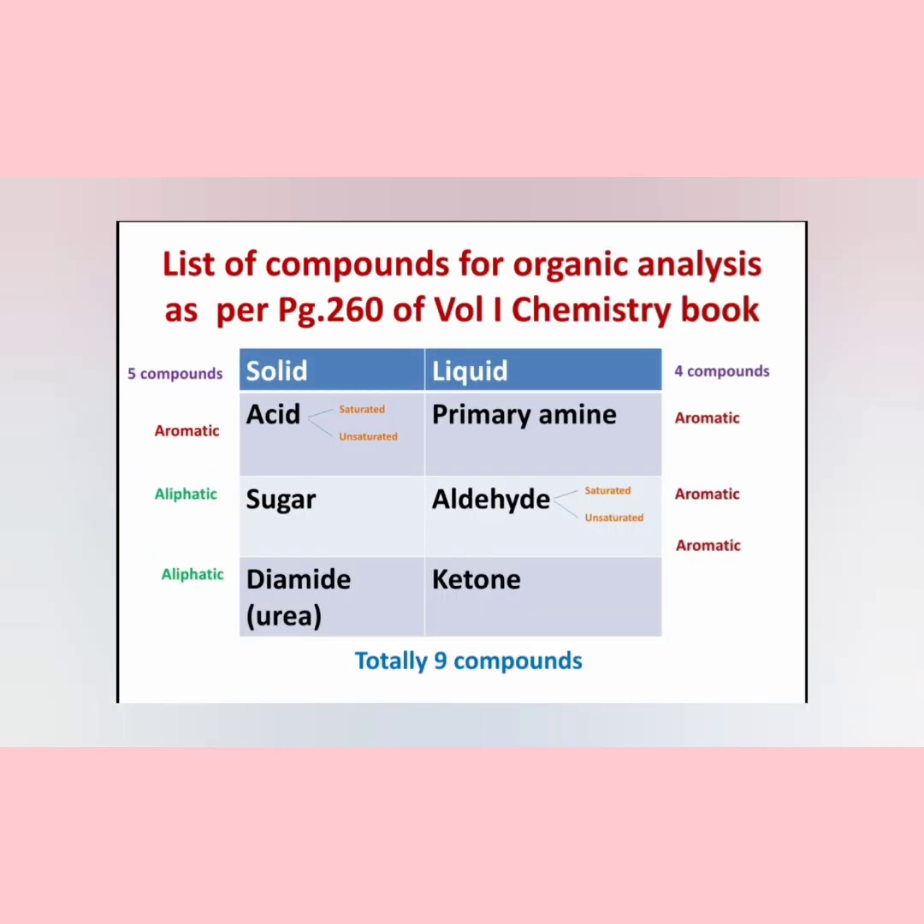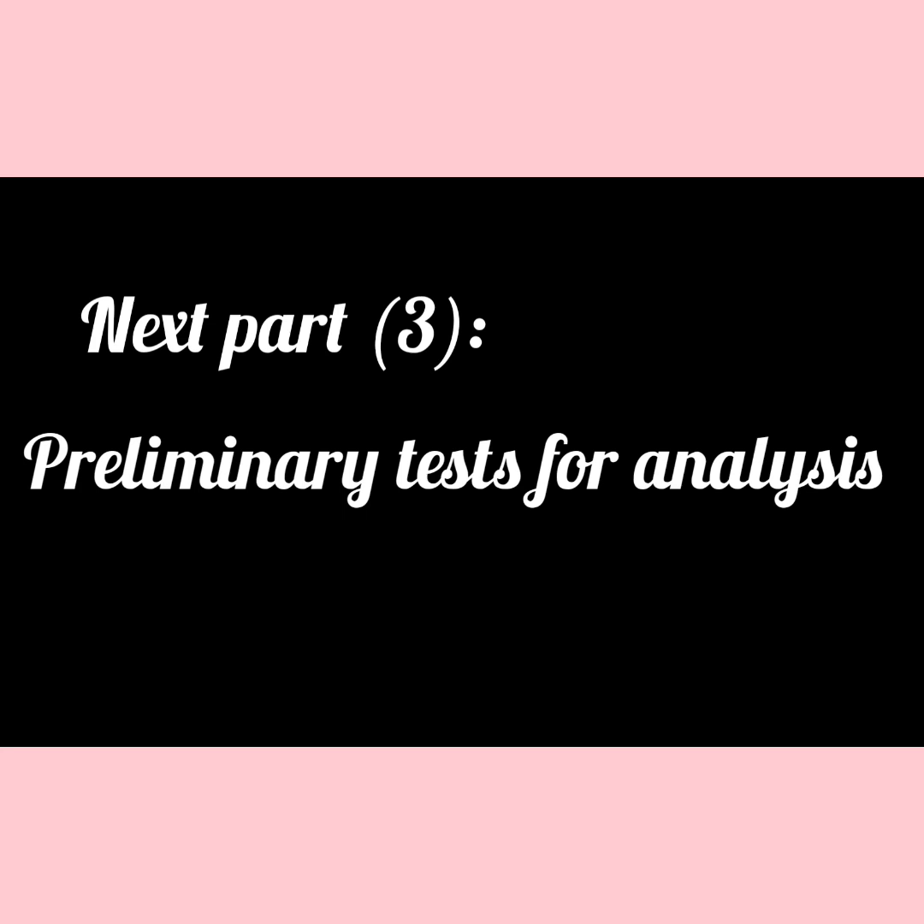In general, along with the names of the compounds, this slide will give you a clear picture of all the compounds you are going to do. Totally 9 compounds, 5 solid and 4 liquid, and 7 of the compounds are aromatic, only 2 are aliphatic, sugar and diamide. So in the next portion, we can see about the preliminary test for analysis.